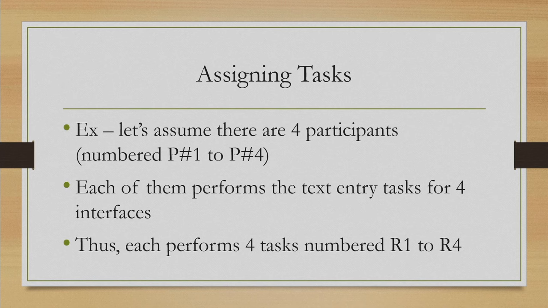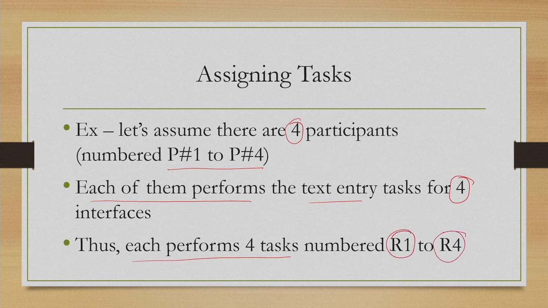Let us assume that there are four participants, participant number 1 to participant number 4, and each of them performs the text entry tasks for 4 interfaces. So, there are 4 participants and 4 interfaces. Each participant then performs 4 tasks numbered R1 to R4. Now, the question is, how do we assign these tasks? In what sequence should each participant get these tasks?